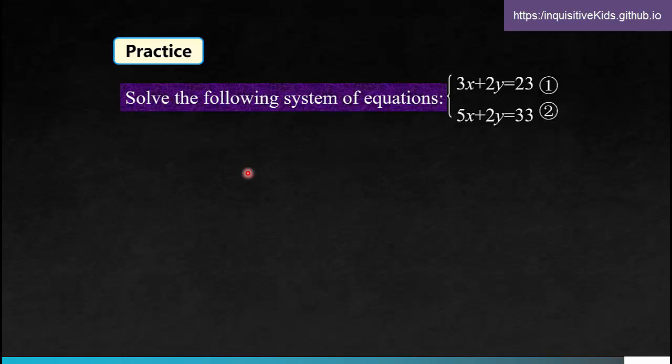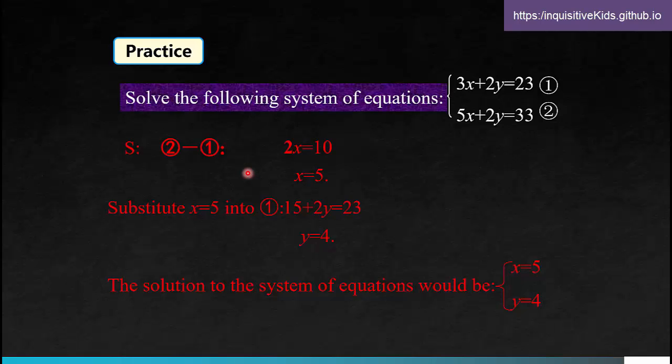Let's do some practice. Pause the video and see if you can use the addition or subtraction of whole expressions to help you solve the following system of equations. Okay, so here's the solution. If we subtract 1 from 2, we have x is equal to 5. Substitute that into equation number 1, y is equal to 4. Therefore, the solution to the system of equations would be x is equal to 5, y is equal to 4.